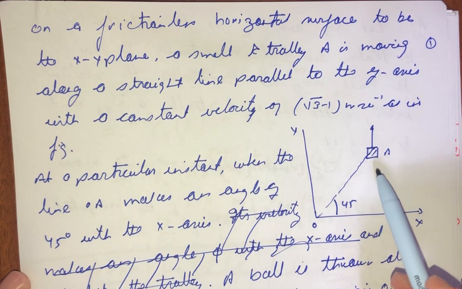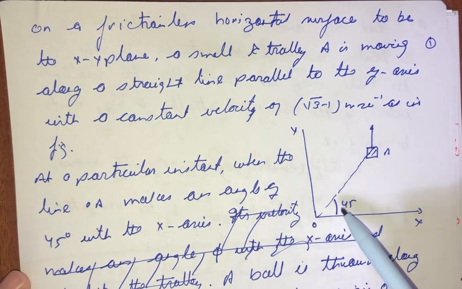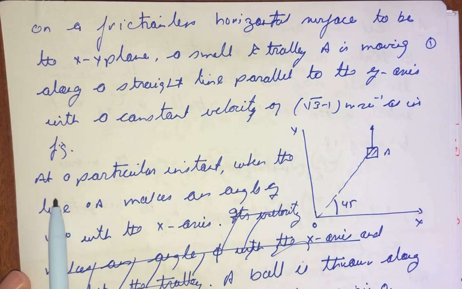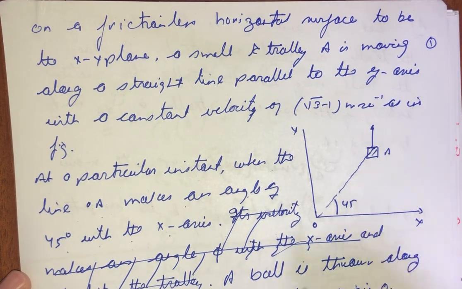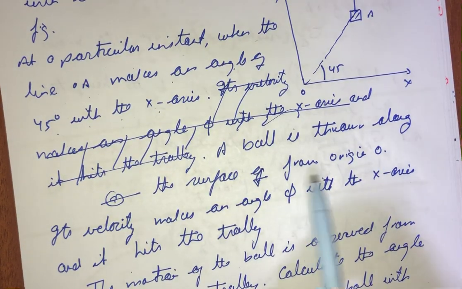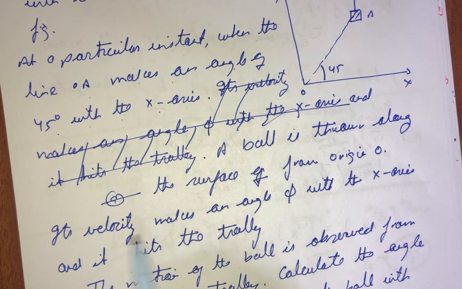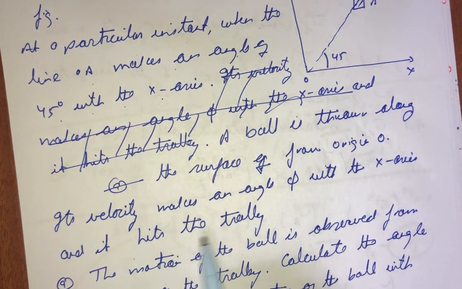The trolley is moving parallel to the y-axis. At a particular instant, when the line OA makes an angle of 45 degrees with the x-axis, a ball is thrown along the surface from the origin O. Its velocity makes an angle phi with the x-axis and it hits the trolley.